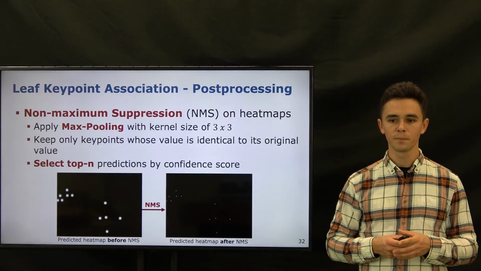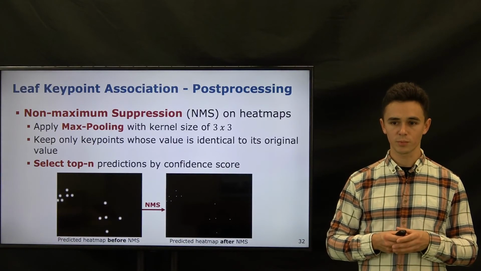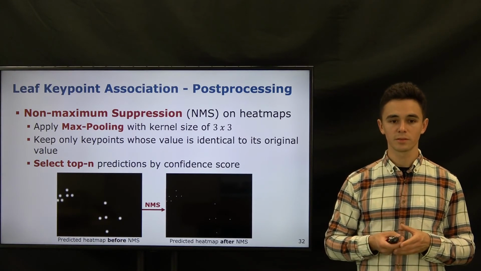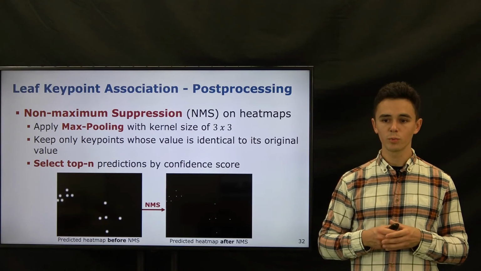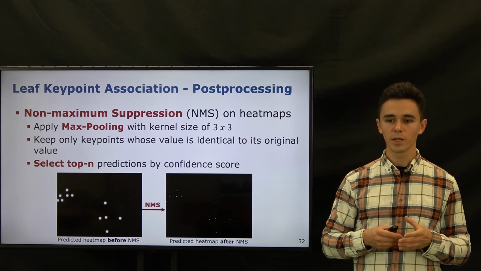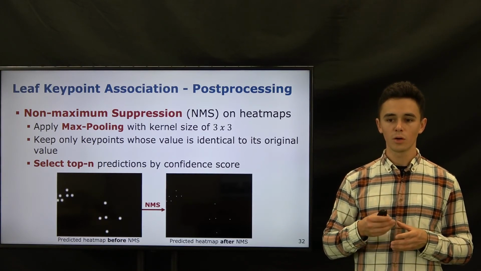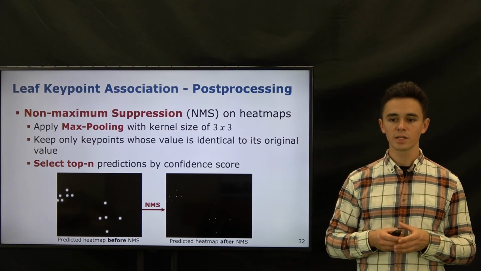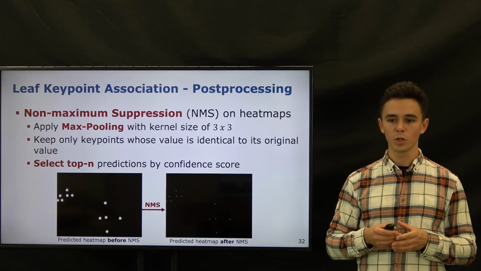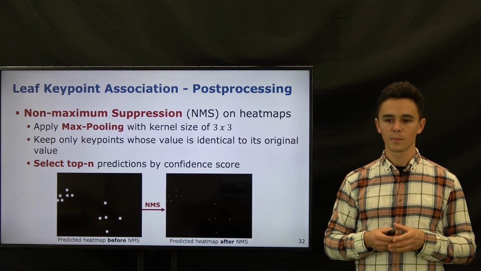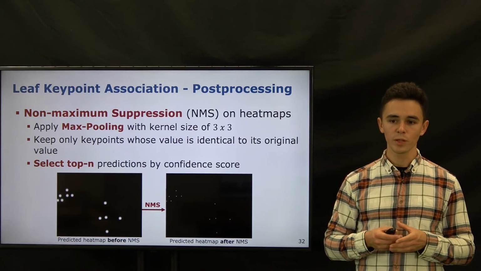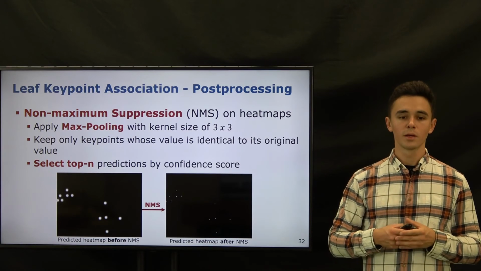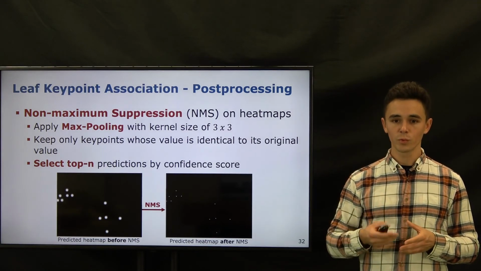At inference time, we apply a simple post-processing procedure to associate each leaf key point to its corresponding plant. First, we remove redundant predictions by applying a non-maximum suppression on the heat maps. We apply a max pooling operation with a kernel size of 3 by 3 on top of the produced heat maps, and keep only those key points whose value is identical to the original value. Therefore, we remove redundant predictions.